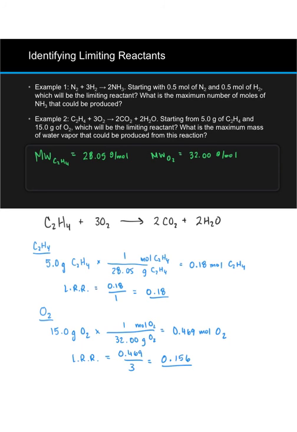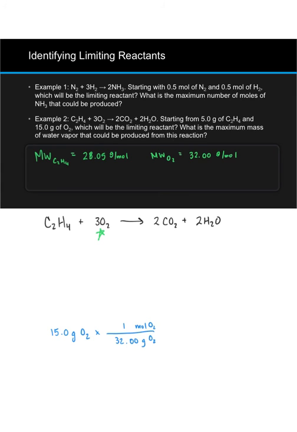From this mathematical workup, it's clear that oxygen is present in the smaller relative amount compared to ethylene. Oxygen runs out first, therefore it is our limiting reactant. So I'm going to start it in the reaction up above. And I don't care any longer about ethylene's quantity because it is an excess reactant.